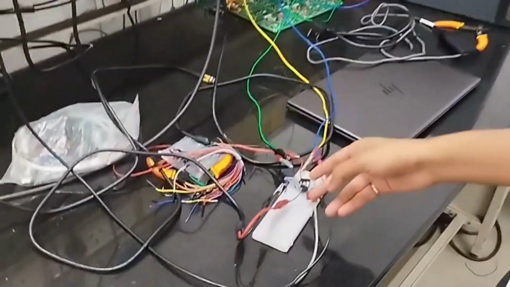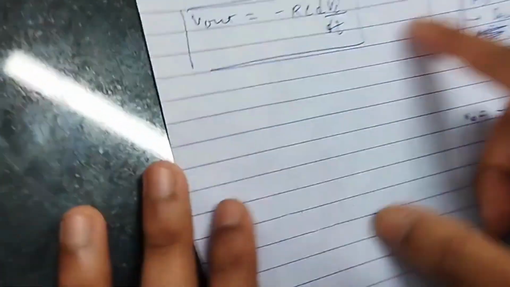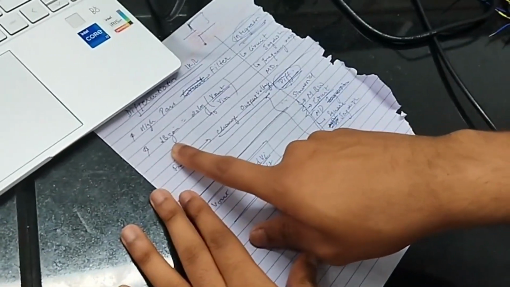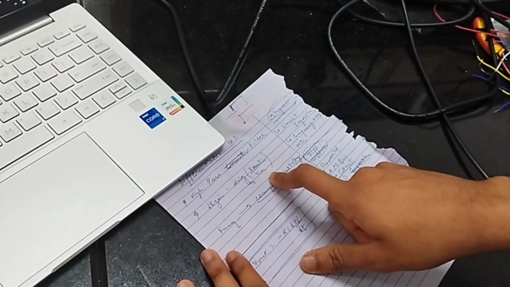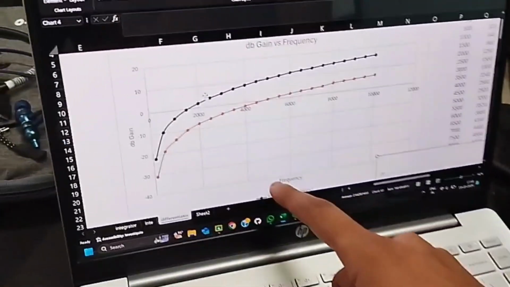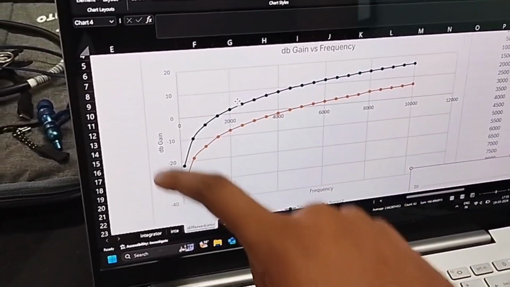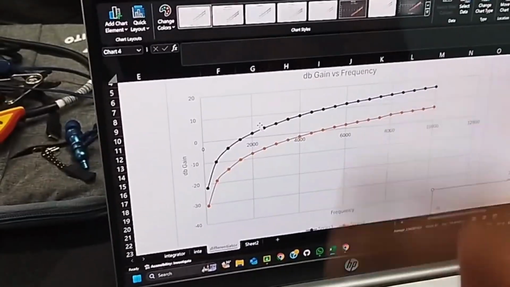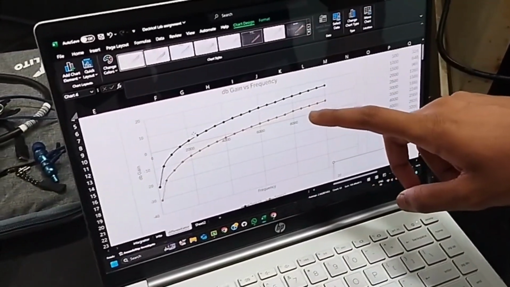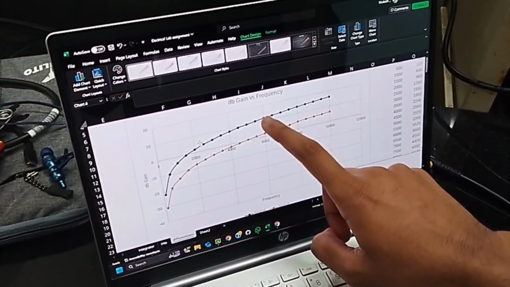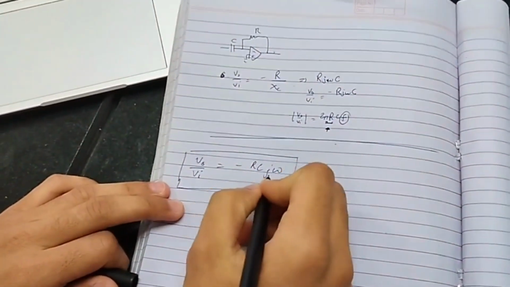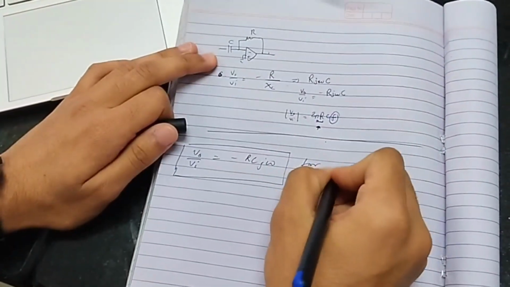So for the differentiator circuit, the formula of voltage out is minus RC dVi upon dt. As we can see, the formula of dB gain is 20 log V out upon V input. So as we change the V input, the V output is increasing, and as the frequency is increasing, the dB gain is increasing as shown in the figure. And this graph is for two different resistors, this one is 1 kilo ohm and this one is for 2.7 kilo ohm. So the formula for the gain is minus RC j omega for the differentiator.